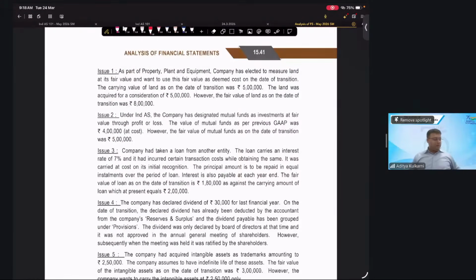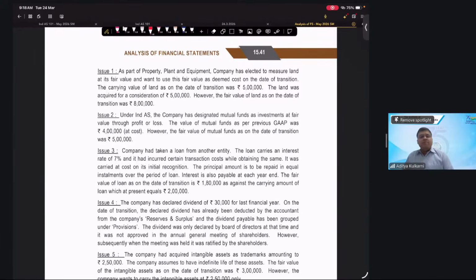As part of property, plant and equipment, the company has elected to measure land at fair value and wants to use this fair value as the deemed cost on the date of transition. The carrying value of land as on the date of transition was rupees 5 lakhs. The land was acquired for a consideration of rupees 5 lakhs. However, the fair value of land as on the date of transition was rupees 8 lakhs. So tell me, can the company adopt fair valuation for the purposes of Ind AS 101 going forward? Yes, sir.